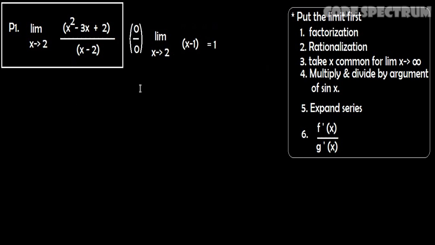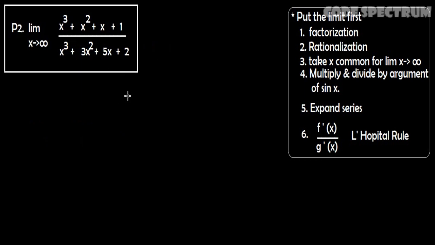You could have done this problem with a 6th point, which is the L'Hopital rule. In this method, we need to differentiate the numerator as well as the denominator. Now you can see that we have differentiated both the numerator and denominator. Now you can do the start point. Put the limit first. Now if you put the limit, it will become 1. We get the same result by doing both methods.